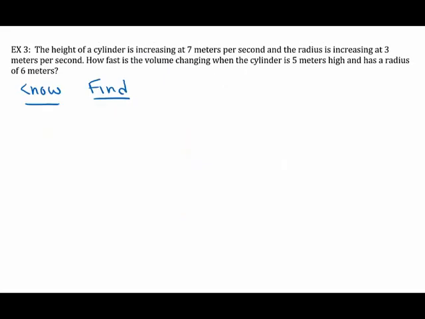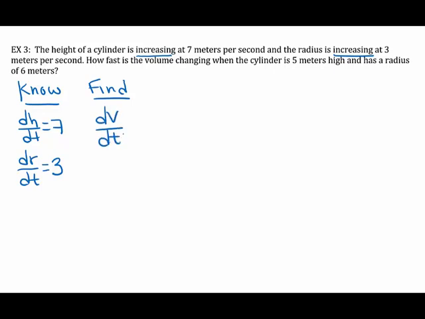All right, let's do another example. It says the height of a cylinder is increasing, so we're talking about a derivative, at 7 meters per second. So that's height. So I guess dh/dt is 7. And the radius is increasing, so another rate of change. We'll call that one dr/dt. The radius is increasing at 3 meters per second. How fast is the volume changing?